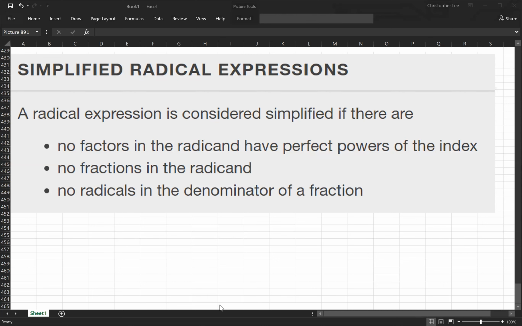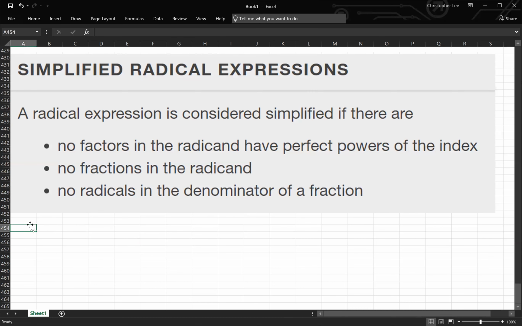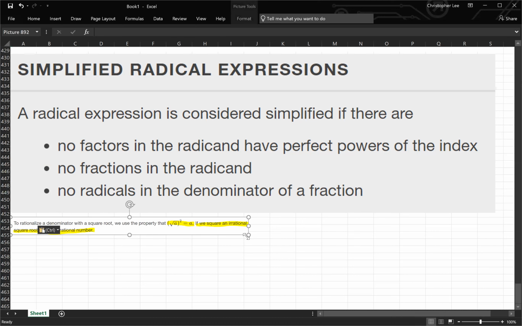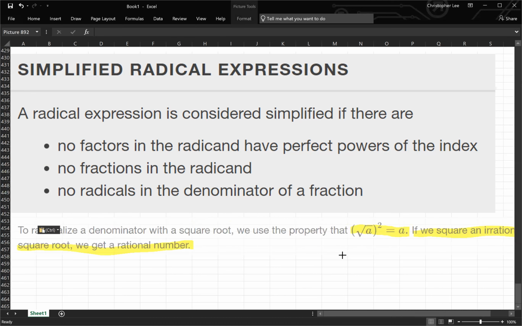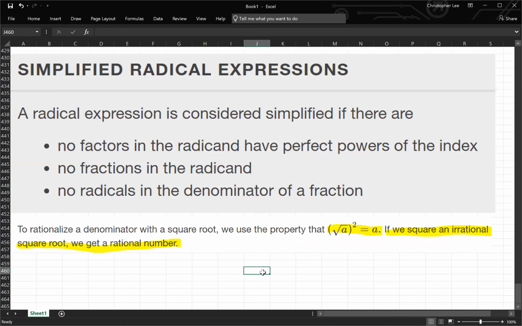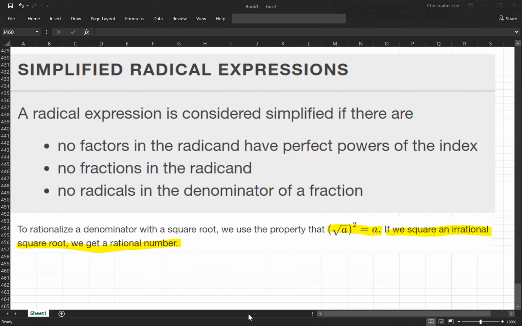We have to reduce it each and every time. To rationalize the denominator with a square root, we use the property that the square root of a squared is equal to a. If we square an irrational square root, we get a rational number. That's good to know.